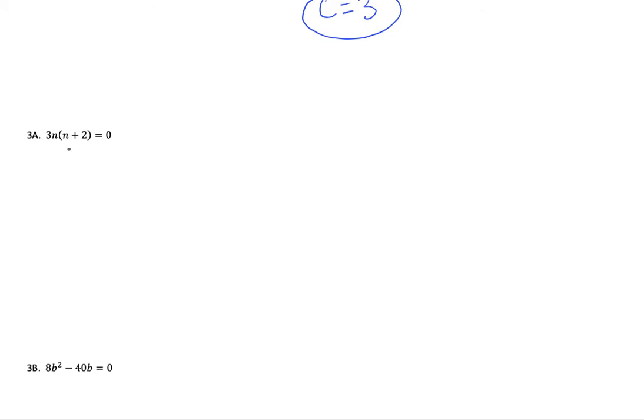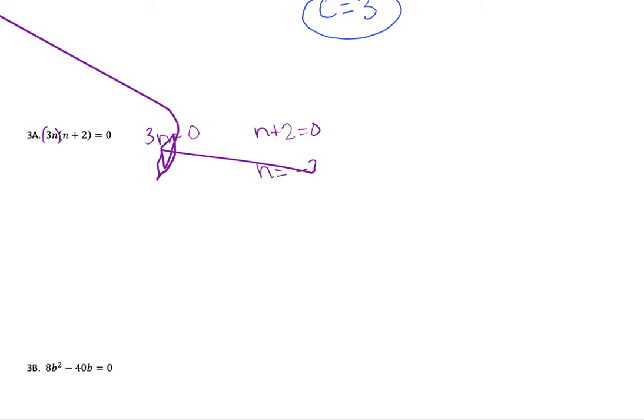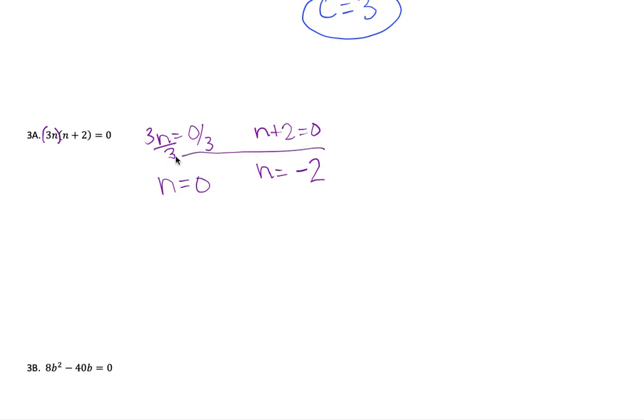So this one's already factored out. You have 2 factors here, 3n and n plus 2. So I'm going to write 3n equals 0 and n plus 2 equals 0. When I solve, I get negative 2. So n equals negative 2. And n equals 0, because when you take 0 and divide by 3, it's just 0. So those are your two answers.